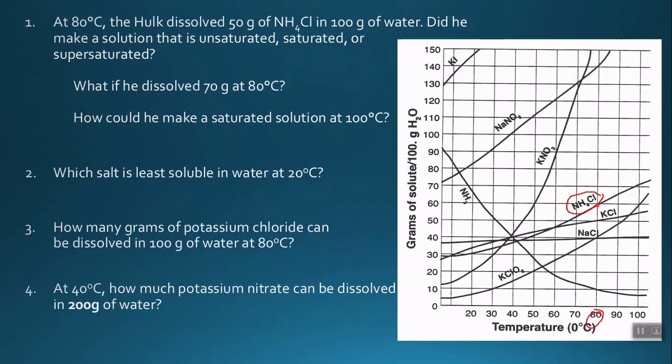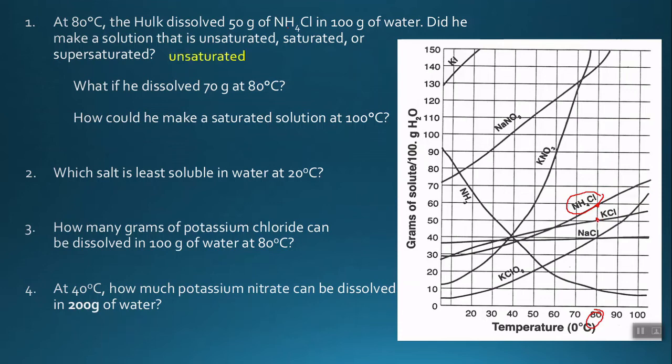So the Hulk dissolved 50 grams. That means he dissolved this much right here. You see how it's below the curve? Well, the curve tells us a saturated solution. That's the maximum amount that can be dissolved. So 60 grams can be dissolved at 80 degrees, while Hulk only dissolved 50 grams. So that means he has an unsaturated solution.